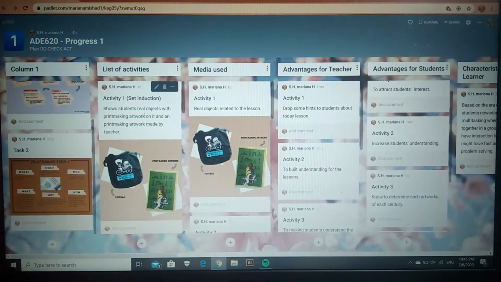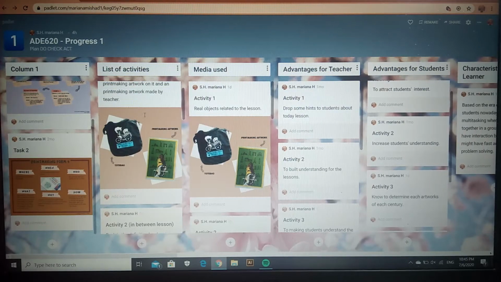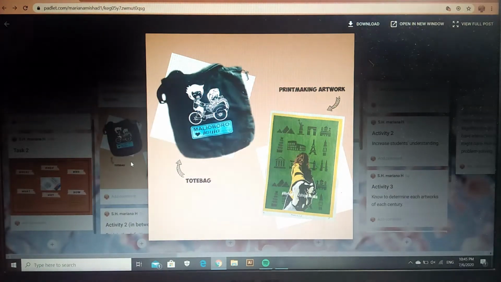So next is the list of activity. I will talk about the ABM and BBM for the next section. Now I will explain it roughly. For the set induction, I will use two things, that is a tote bag and a pre-made artwork.